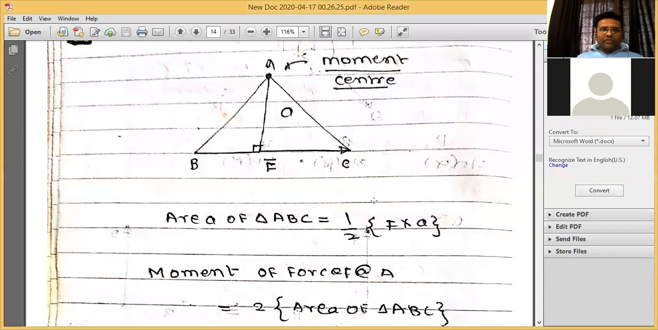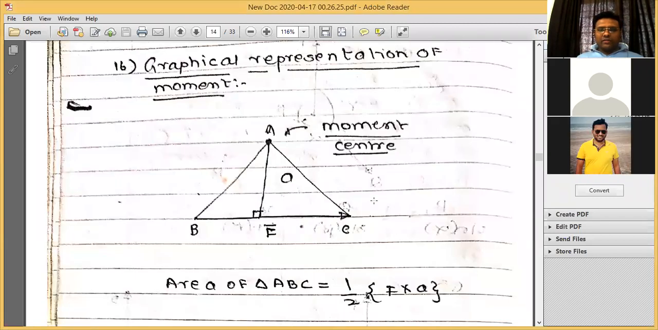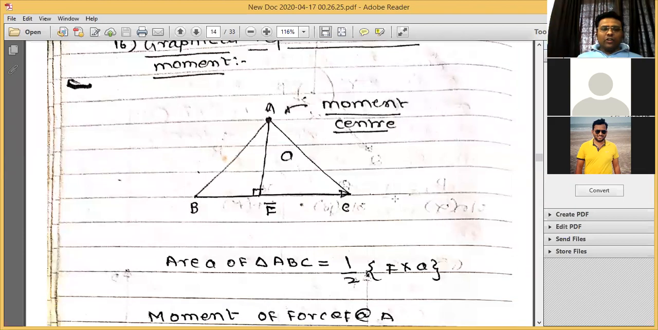So when you are expected to calculate graphically the value of this particular resultant force, this is the way in which you can calculate it.